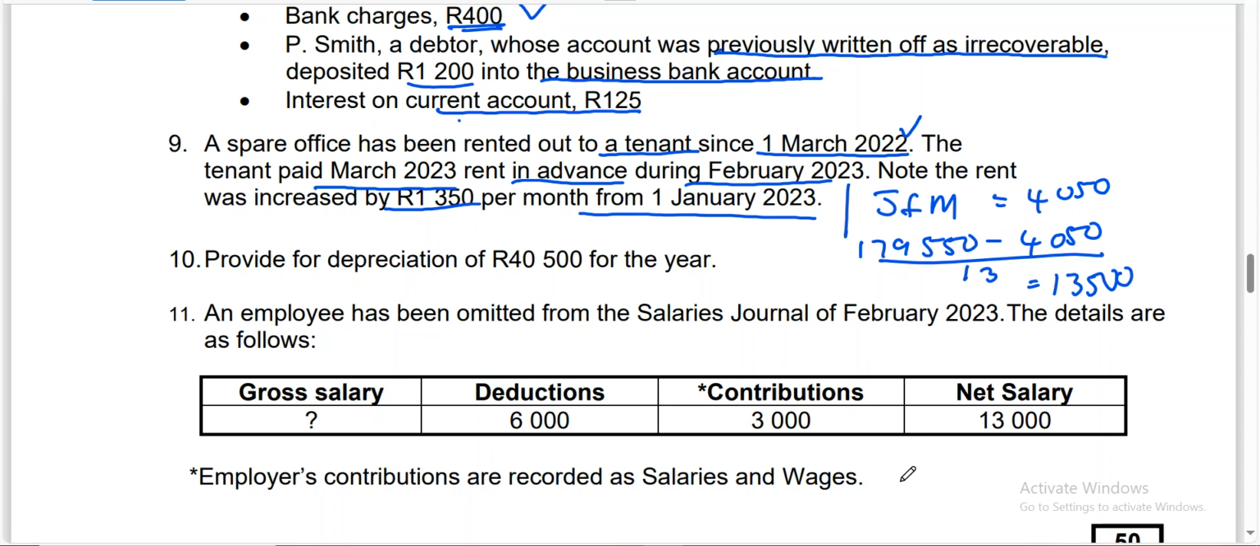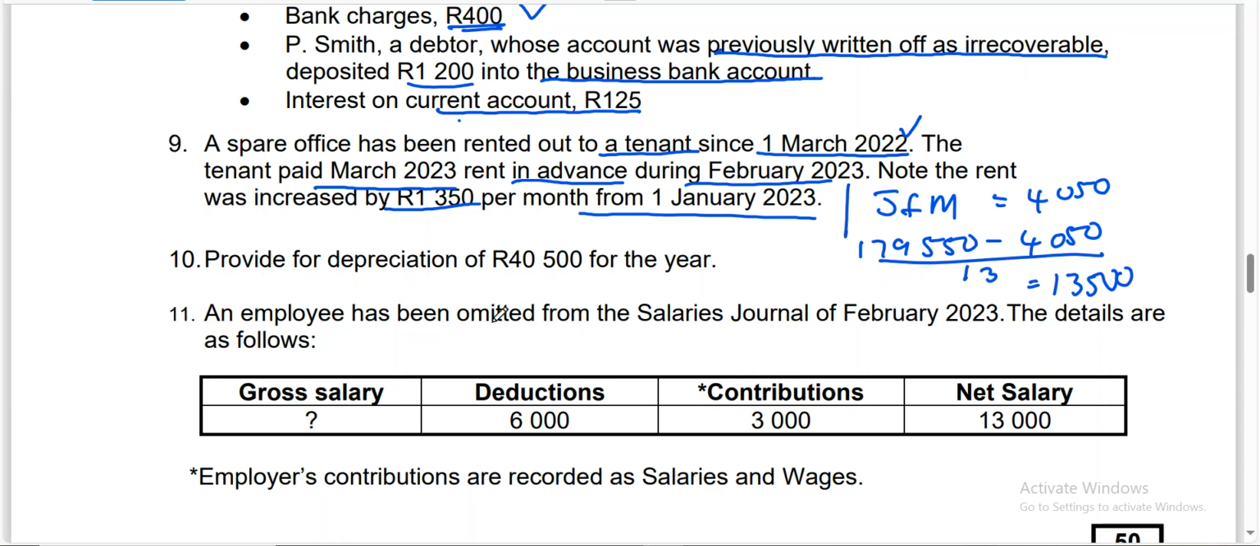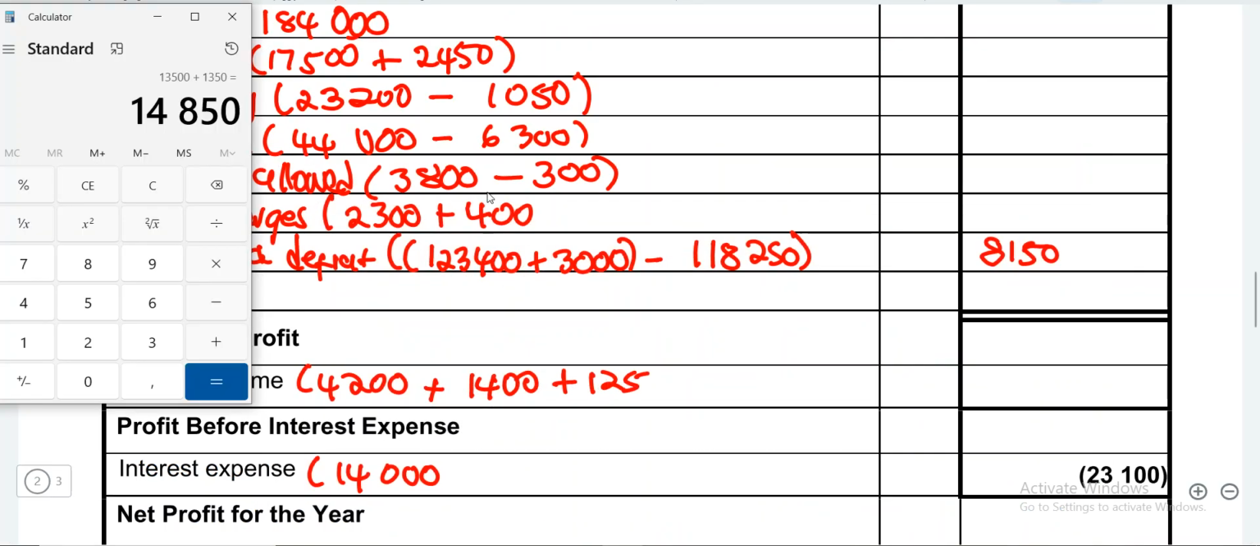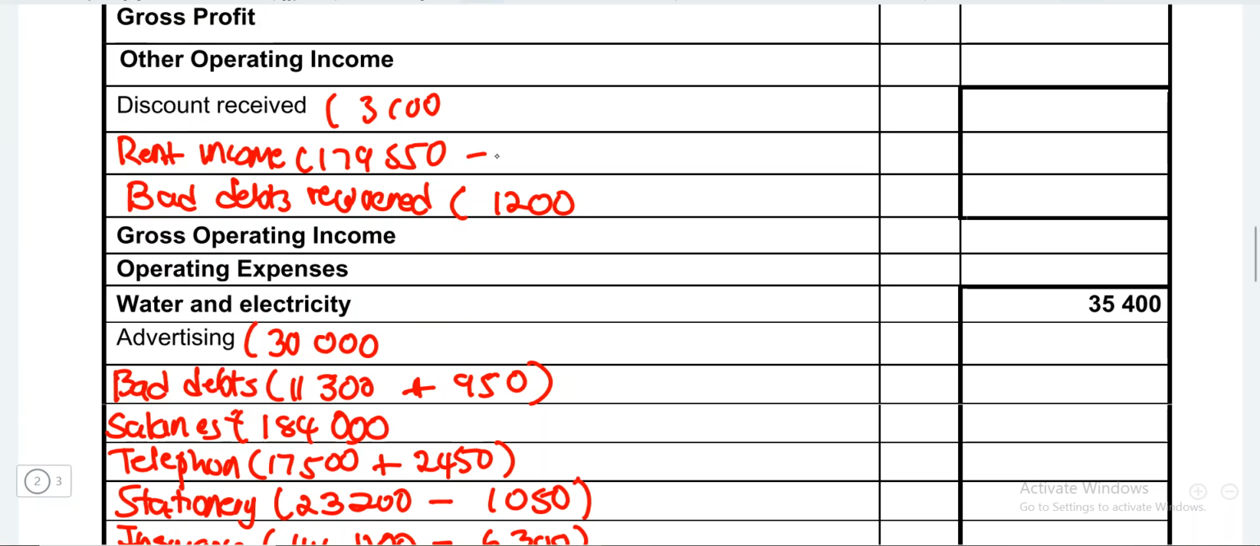Remember, if it's an increase and you're given the amount, you take it out. If it is a decrease, you add it back. So that 13,500 plus 1,350 gives us 14,850. So our rent income that must be subtracted is 14,850 here. So we're going to subtract 14,850, and then we are done with this.